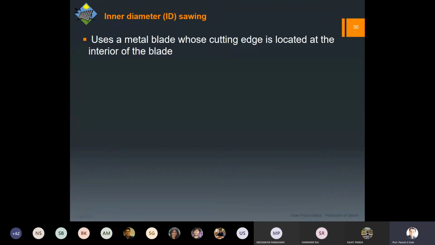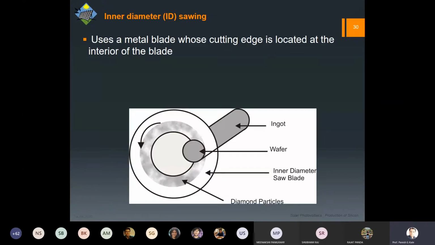I think you have seen how wood is chopped. Something very similar is done here. However, wood chopping is done externally, and here you can see it is done internally, because this is the edge which is cutting. So this normally is diamond particles coated on the inner side of this circle, and then this ingot goes through.